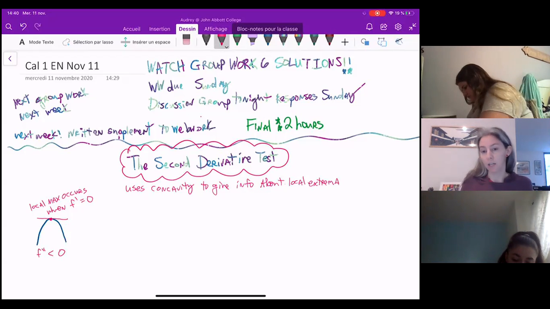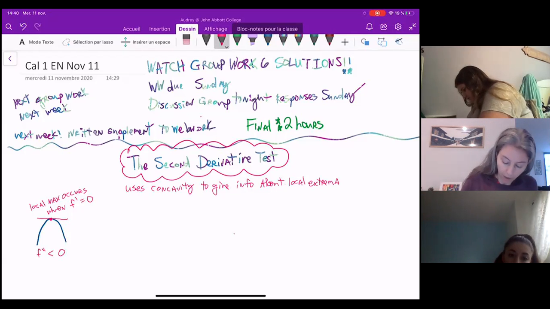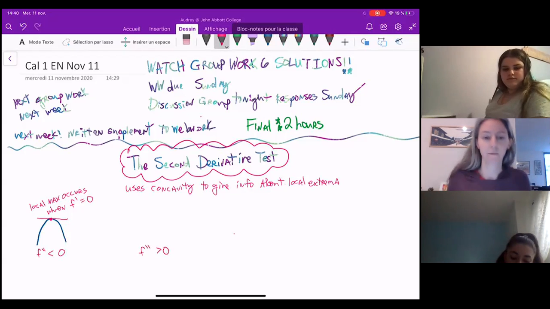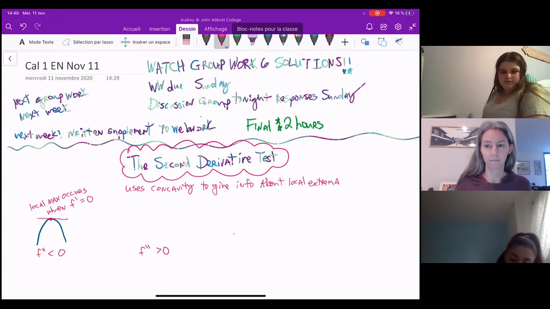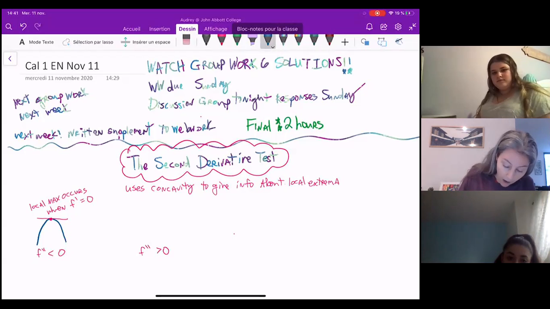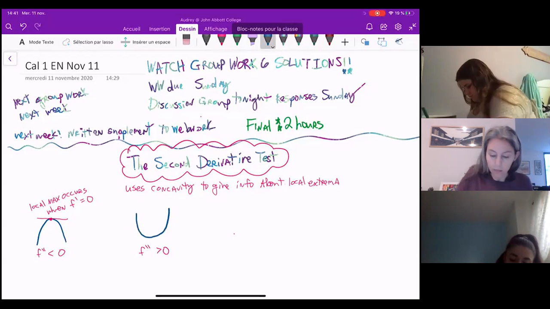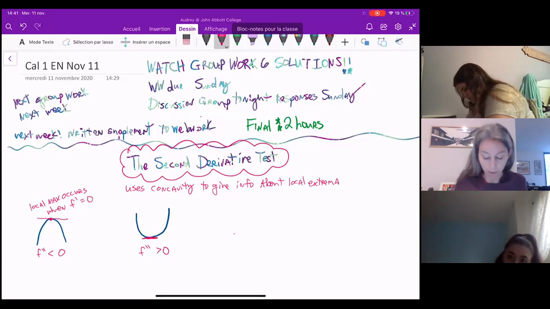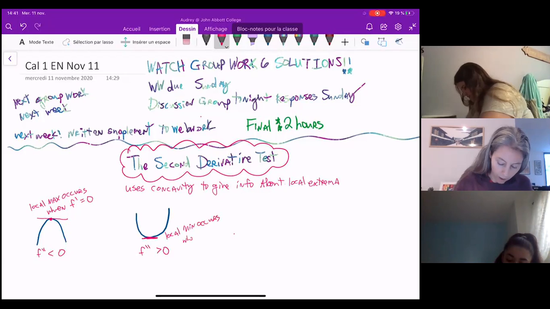What if I were to change and draw something that had a place where f prime equals 0 and f double prime is positive? What would that look like? It's going to be happy for sure. And absolutely, if it's happy, then that means that place where the derivative equals 0 has to be a local min. So a local min occurs when f prime is equal to 0.